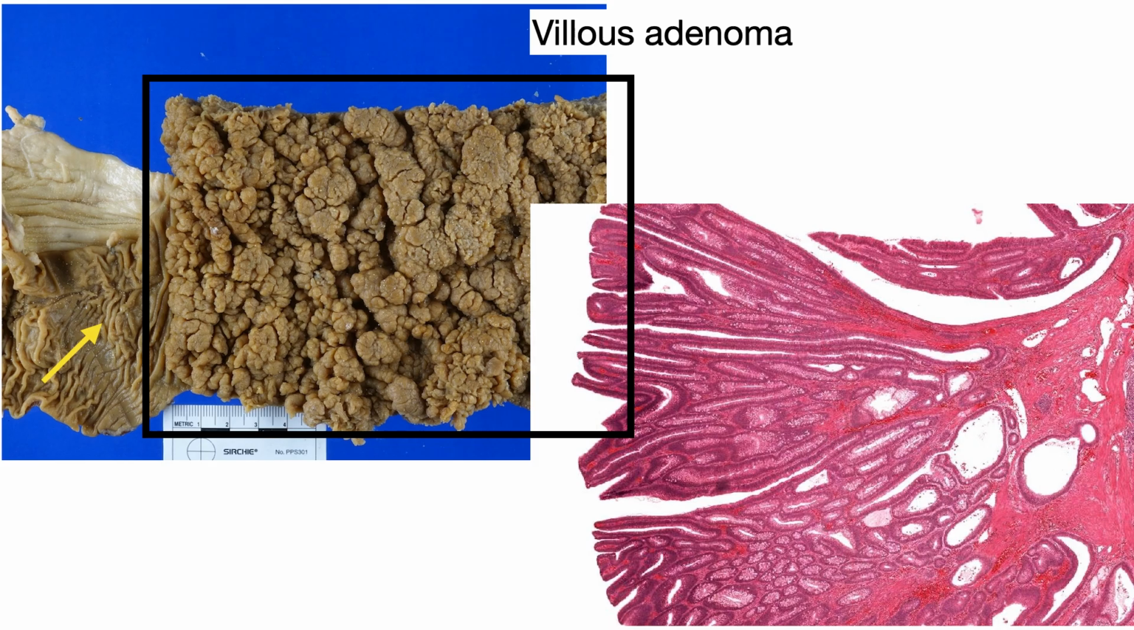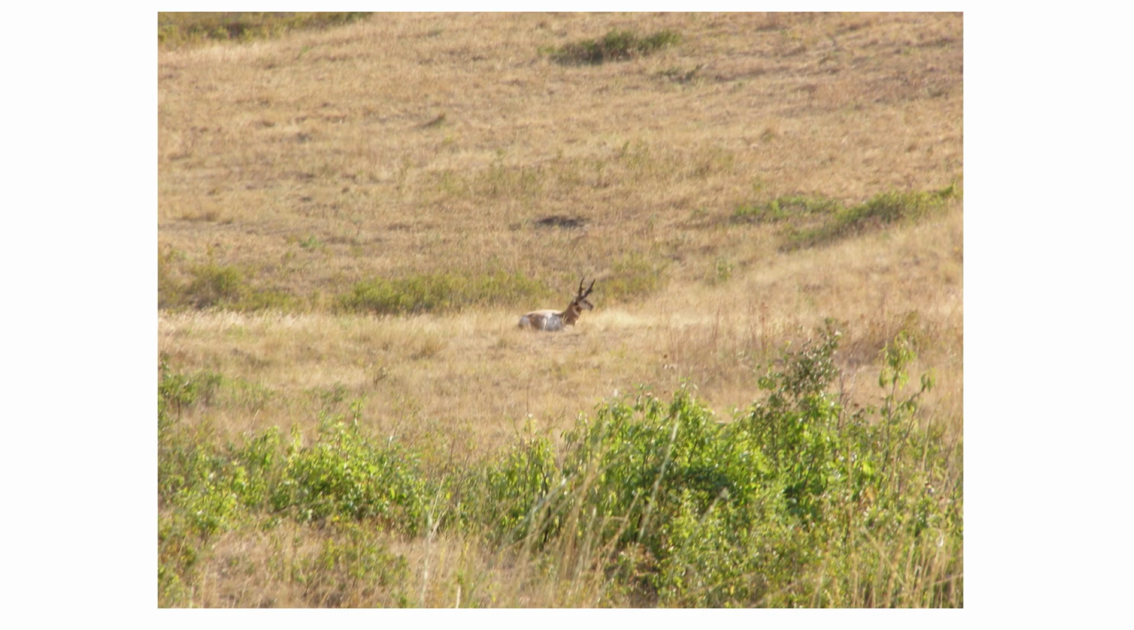That's the villous. Then I like to put in a slide to break things up. So this is actually from the National Bison Range up in northwest Montana. If you're ever in Montana and you like animals, definitely worth a drive at night. There's a whole bunch of things you can see. So this is a pronghorn. I always think they're very beautiful animals, very fast too.